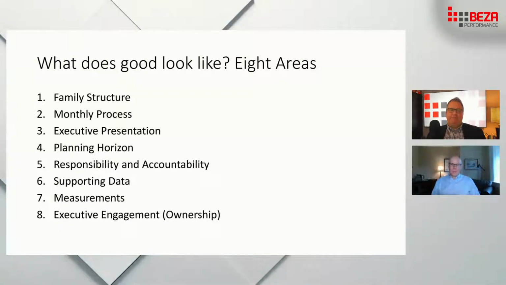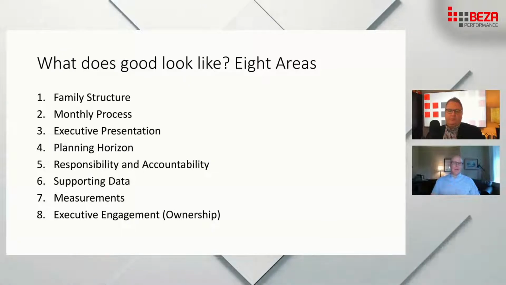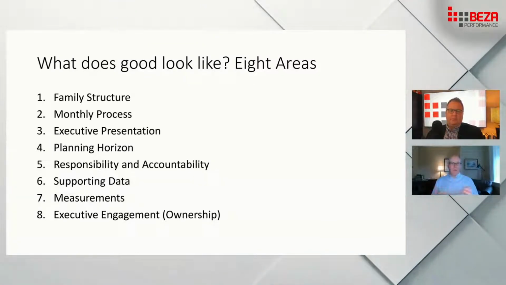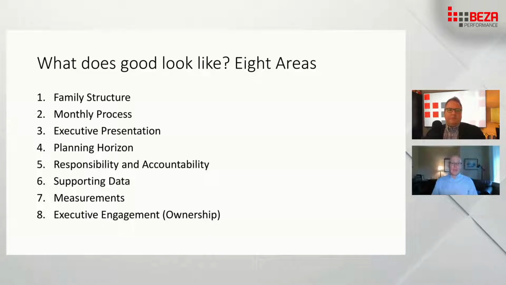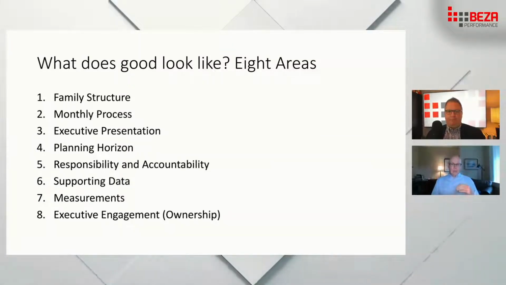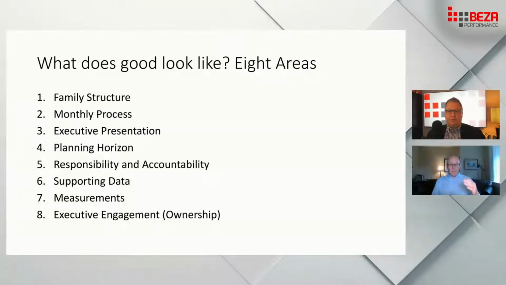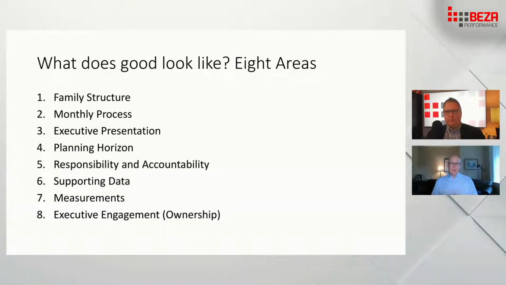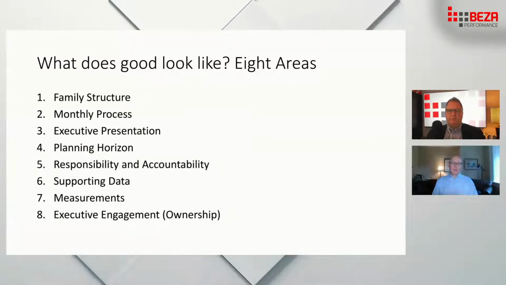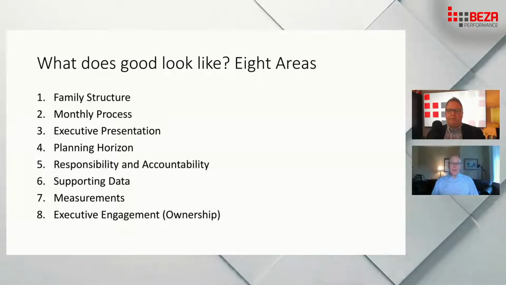Yeah, absolutely. Last week we introduced these 8 areas under the guise of what does good look like, thinking about the executive S&OP process. This is by no means an exhaustive list. However, when you look at the things you've got to have, these were the 8 things. I'm not going to go through them all again today, but the one we want to focus on is the family structure as a starting point. I think it's pretty important.